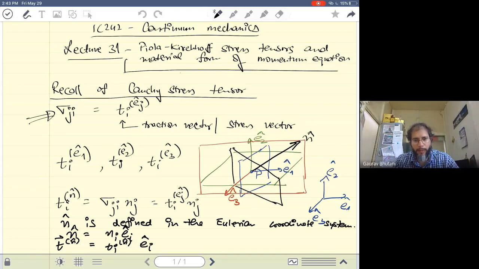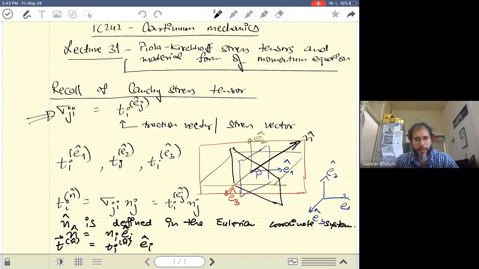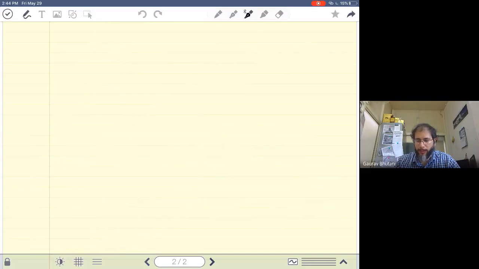Okay, so it's a very important point here because the Piola-Kirchhoff stress tensors, which are useful for the material form of the momentum equation, are defined on the Lagrangian coordinate system. We will see that, but it's important to understand this idea that n hat and t both are written in such a way that their components are defined for the bases which are defined for the Eulerian coordinate system. All right, so that was the recall. Let's start with today's discussion now.